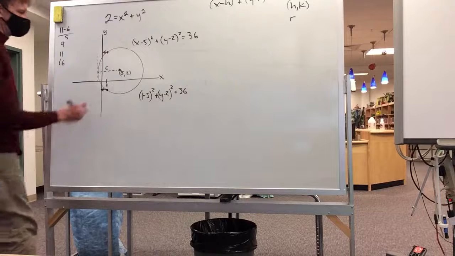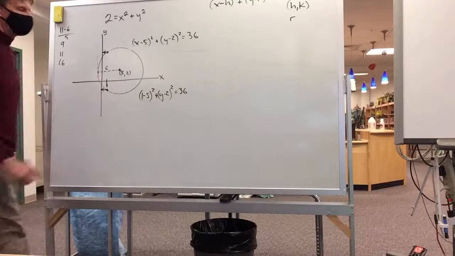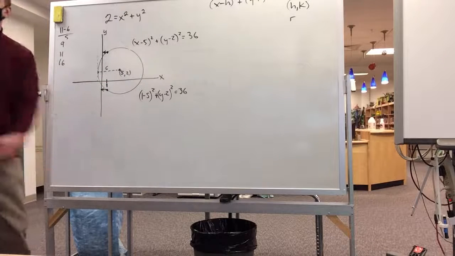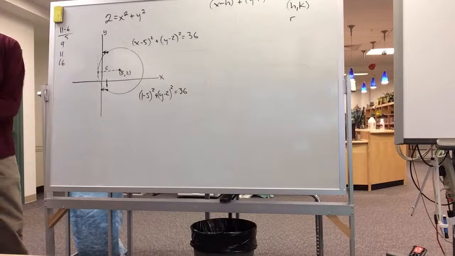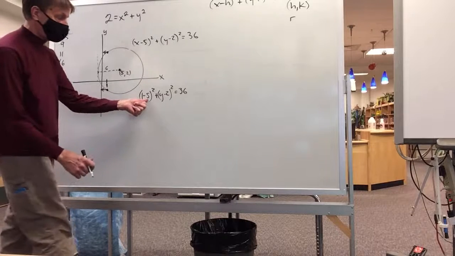And so you just leave it as that, or do you solve? Well, you have to solve it. Can you simplify this? Sure. So you have negative 4 squared.